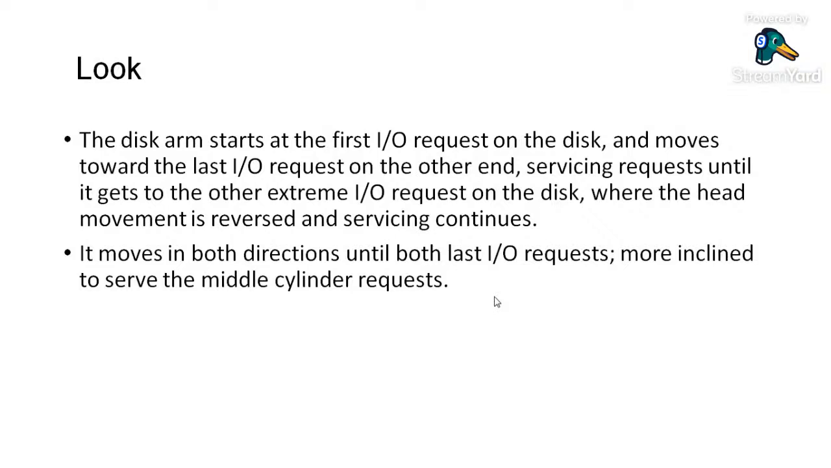Now the next algorithm is the LOOK algorithm. The disk arm starts at the first input output request on the disk and moves towards the last input output request on the other end, servicing requests until it gets to the other extreme input output request on the disk, where the head movement is reversed and servicing continues. Here, what happened in the circular list?